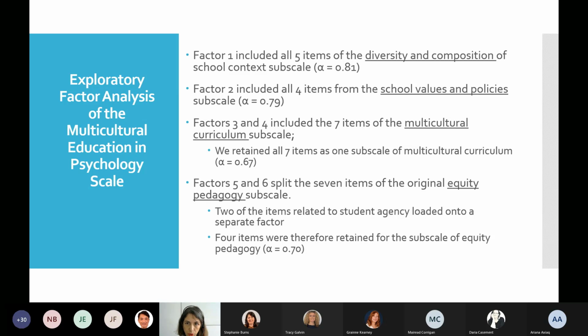And finally, equity pedagogy, again, unexpectedly turned out to be 2 factors. But we found that the diversity of teaching methods and student engagement was a separate factor from student agency or decision-making power. So we decided to keep them separate, but the student agency items, unfortunately, didn't turn out to be correlated with each other either. So we had to exclude student agency from the scale, and then kept the 4 items that refer to diversity of teaching and assessment methods to encourage active student engagement.